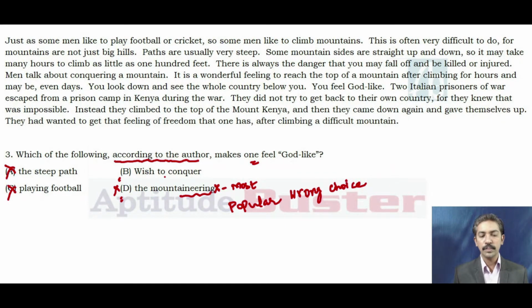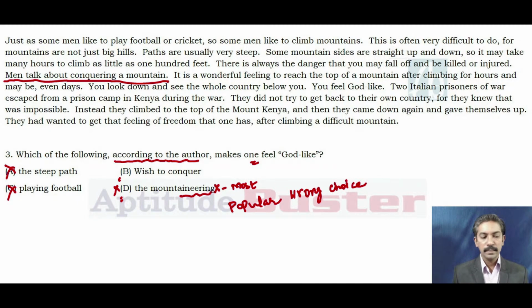There is one more logic which you can pick from the text itself. You can refer to the 4th line in the text: men talk about conquering a mountain. From the information provided, we understand this passage discusses mountaineering, and we do understand the word mountaineering means a sport that deals with climbing mountains.